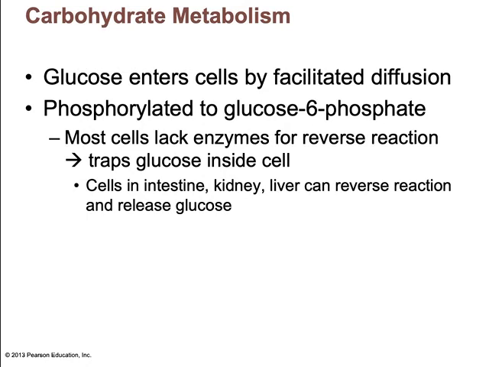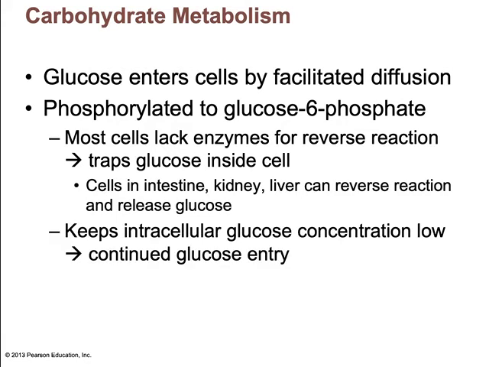In the intestine, the kidney, and the liver, the reverse reaction can occur, which means those tissues are capable of gluconeogenesis, because they can go the other direction. But that happens at different times and in different locations in those cells than in the locations that carry out glycolysis. So those two processes are not happening in the same physical space. They're separated from each other. So this keeps intracellular glucose concentration low and allows glucose to continue to flow through the symporter, right?